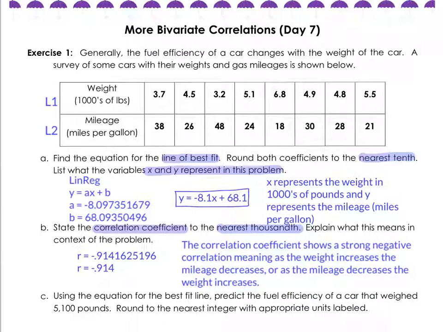Okay, let's look at C. It says, using the equation for the best fit line, predict the fuel efficiency of a car that weighed 5,100 pounds, rounding to the nearest integer with appropriate units labeled. So in order to do this, I'm going to use the linear regression equation that I have in part A, but I'm going to sub in the new value of 5,100 pounds.